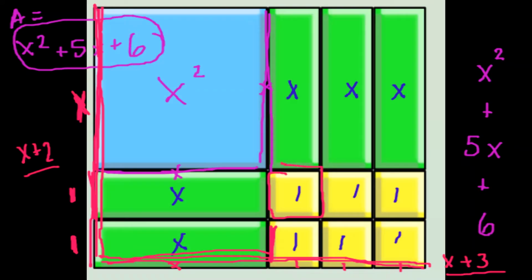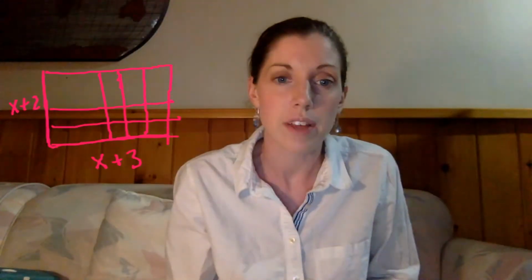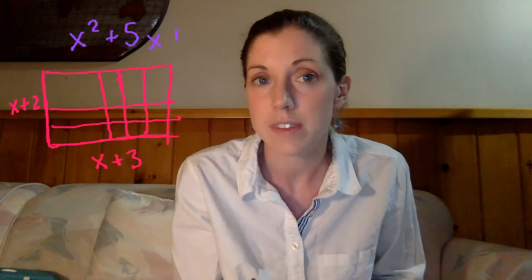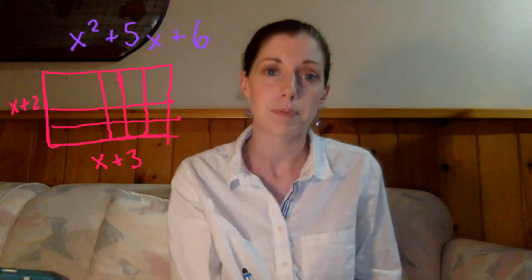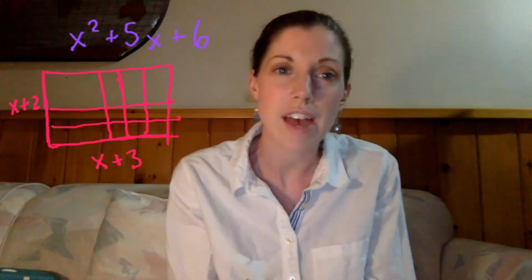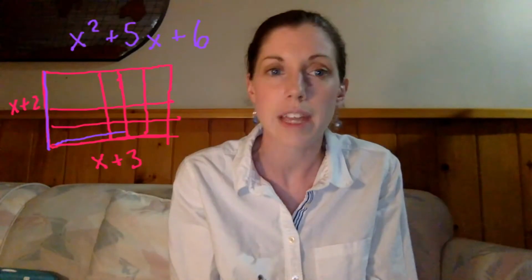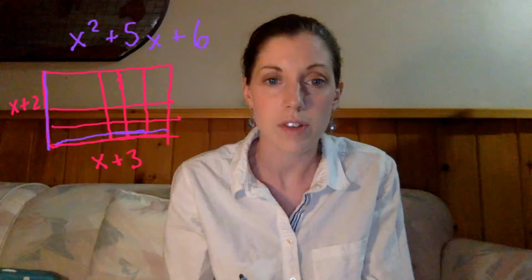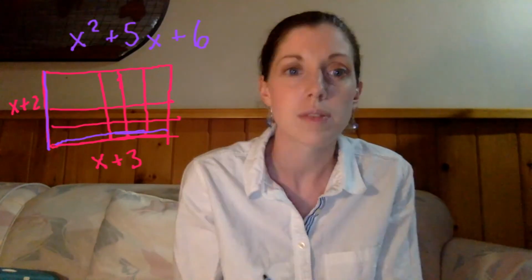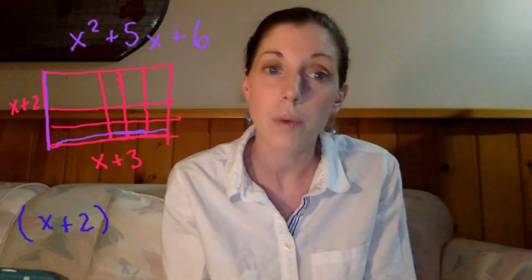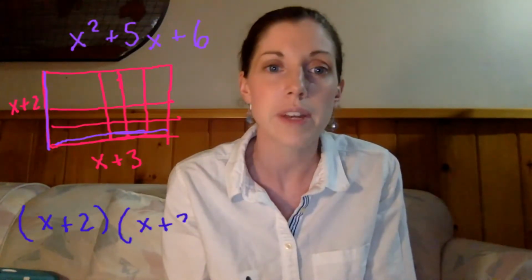And originally when we added up all the pieces, we decided that the area was 1 x squared block, 5 x blocks, and 6 ones. How does that compare to the fact that we should also be able to label this rectangle by length times height? Well, the length, of course, let me use a slightly darker one here. So the length is x plus 2, and the width is x plus 3.